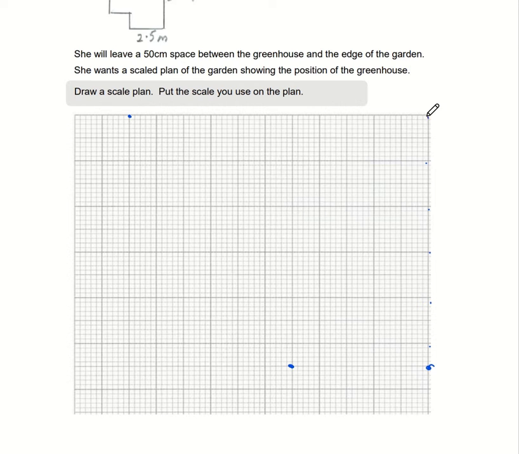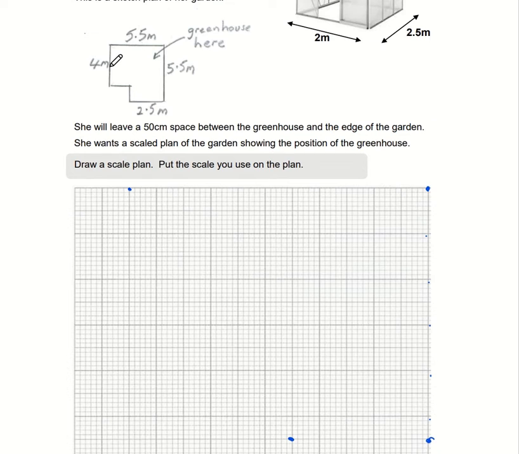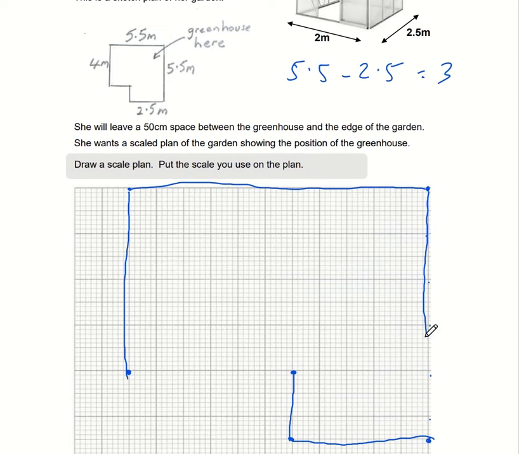So I'll just put in the corners now and just check that this fits. It's 4 meters down this side, so 1, 2, 3, 4. And we need to work out what this distance here is. Well, we know that it's 5.5 across the top and 2.5 for this part here. So this distance here is 5.5 minus 2.5, which is 3. So 1, 2, 3. Okay, so here is my garden. Obviously, it's a lot better if you use a ruler. And we are done.